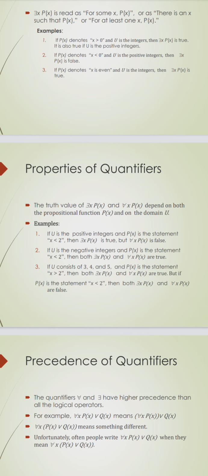Next example, if U consists of 3, 4 and 5 and p of x is the statement x greater than 2, then both there exists x p of x and for all x p of x are true. But if p of x is the statement x less than 2, then both there exists x p of x and for all x p of x are false.